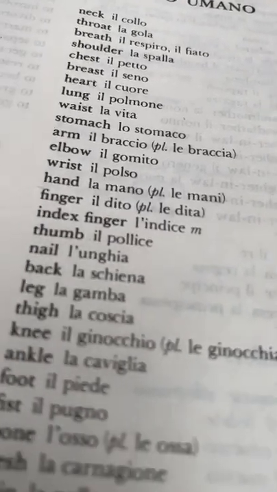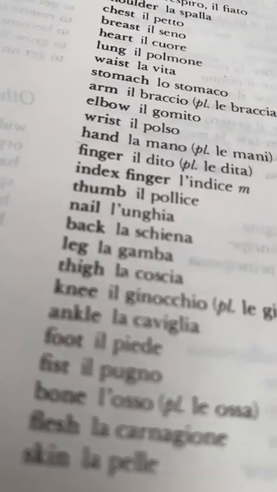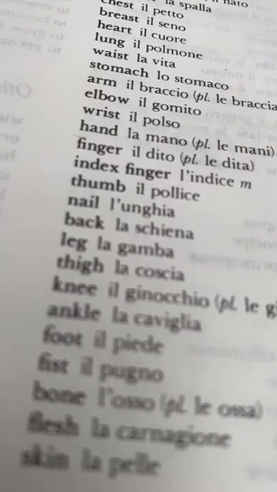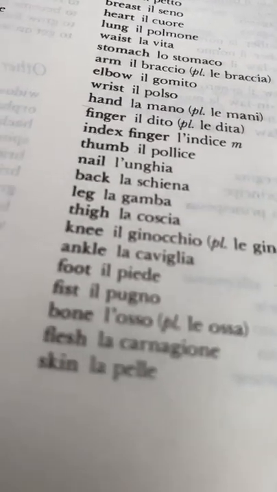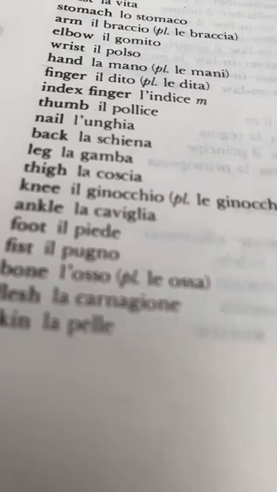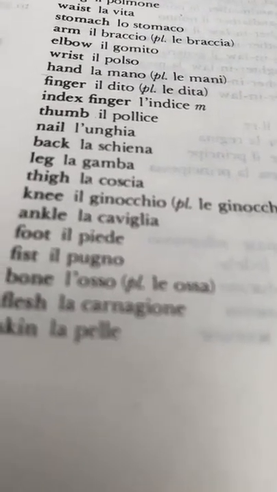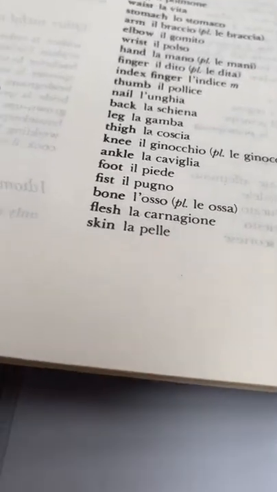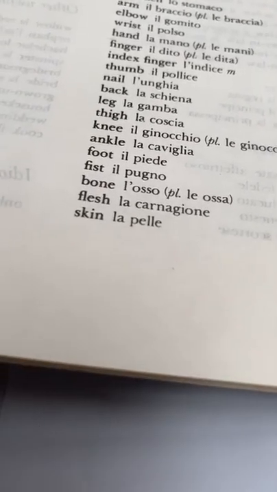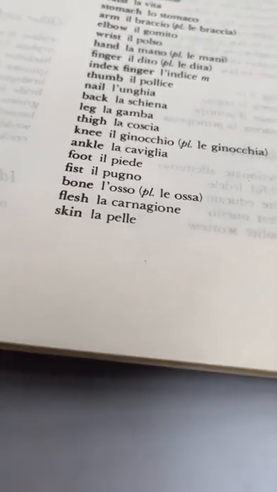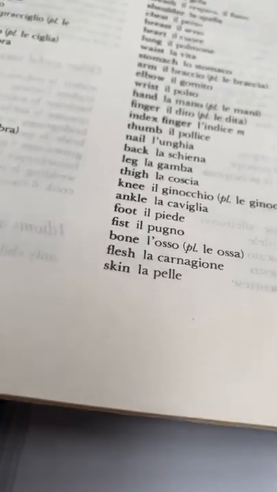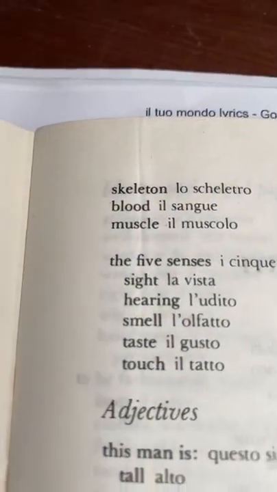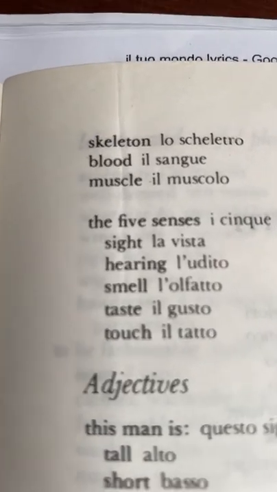Index finger, l'indice. Il pollice. L'unghia, the nail. La schiena. Leg is la gamba. Thigh, la coscia. Knee, il ginocchio. Le ginocchia. Ankle, la caviglia. Foot, il piede. Fist, il pugno. Bone, l'osso. The plural is le ossa. Il ginocchio, le ginocchia. 6 so far, they are irregular. Flesh, la carnagione. Skin, la pelle. Skeleton, lo scheletro. Blood, il sangue. Muscle, il muscolo.